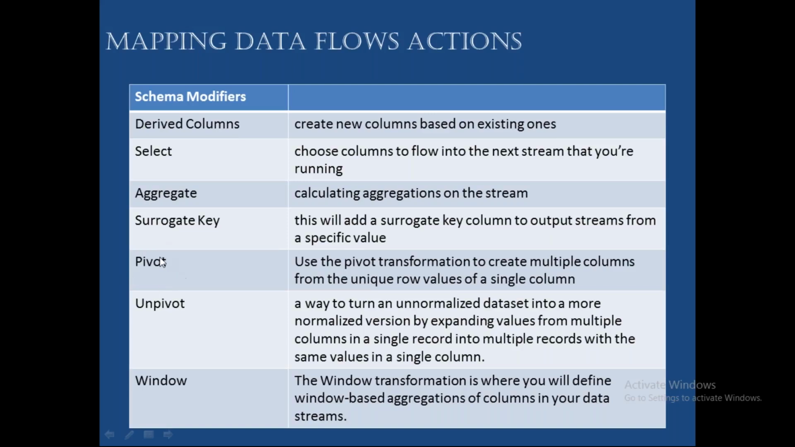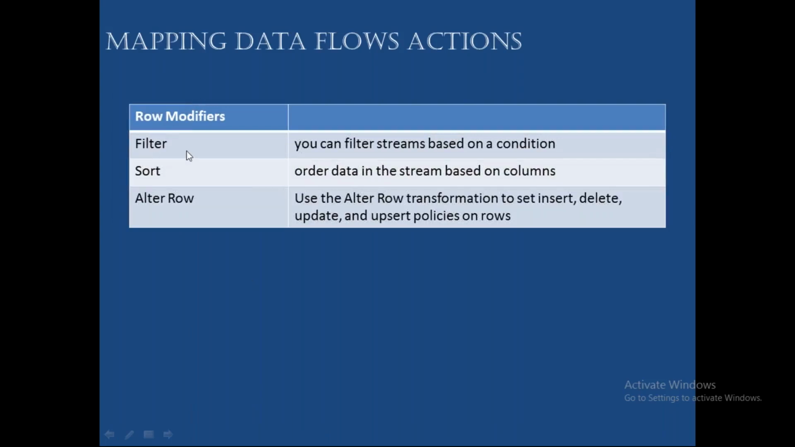Next, pivot. Pivot and unpivot we have not discussed, those things we will discuss. But window we discussed in depth. Then we discussed filter, sort, and alter row. We are going to learn alter row today, and this is very important for upsert. Most of our real-time requirements need the upsert, and for that we need to use the alter row. Try to understand this particular transformation in depth.